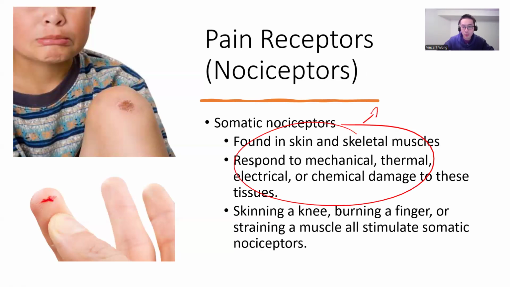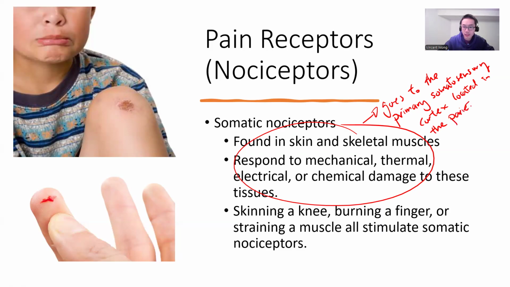The parietal lobe contains, as we talked about in lecture 6, the primary somatosensory cortex. So all this information goes to the primary somatosensory cortex located in the parietal lobe. Remember the central sulcus, which is the line that divides the frontal and the parietal lobe. On the parietal lobe, right after the central sulcus, is where you will find the primary somatosensory cortex.